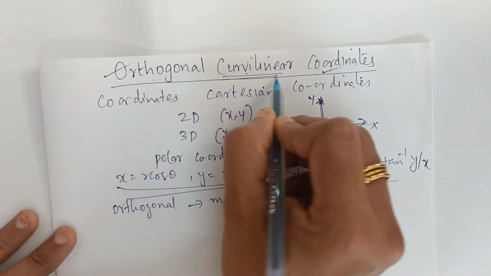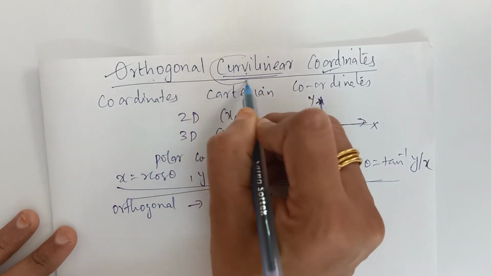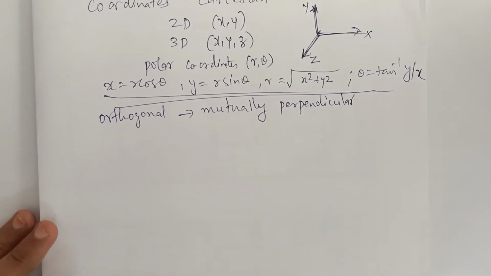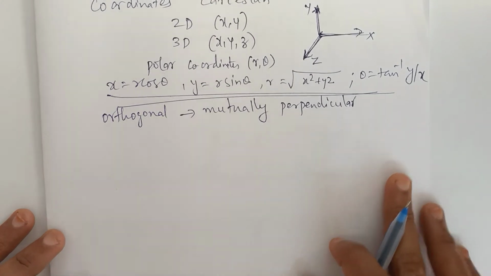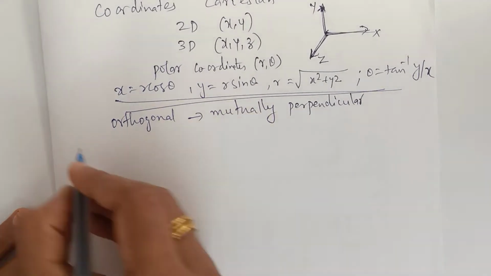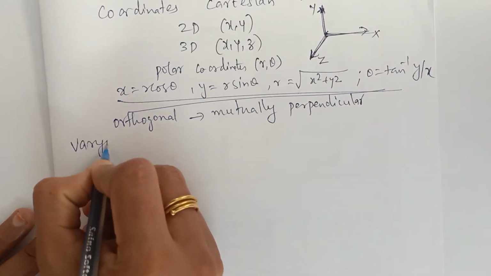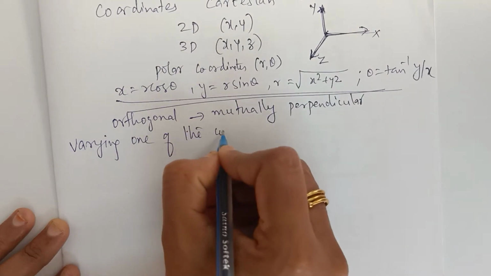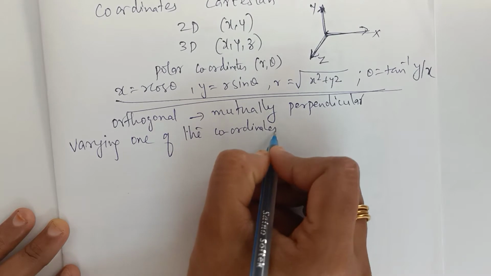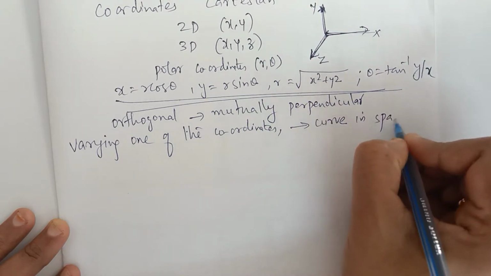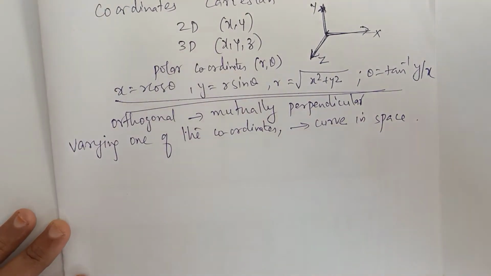Now one more word is there, curvilinear. There is a word called curve. Why do we call this curvilinear? And there is something linear again. In general, when we vary one single coordinate, it can generate a curve in space rather than a straight line, and hence we call it curvilinear.